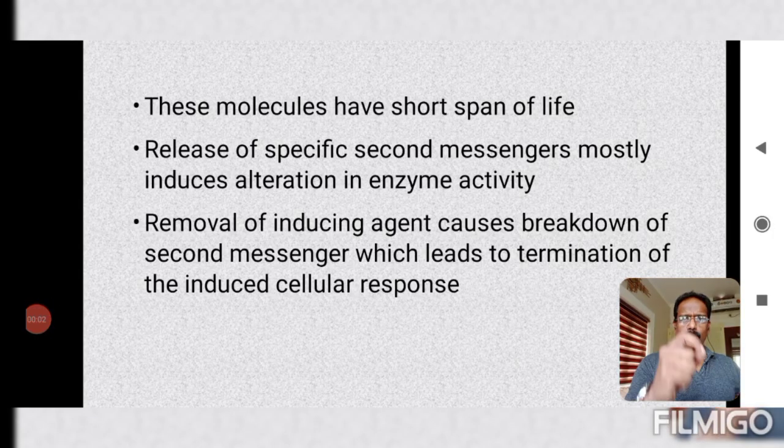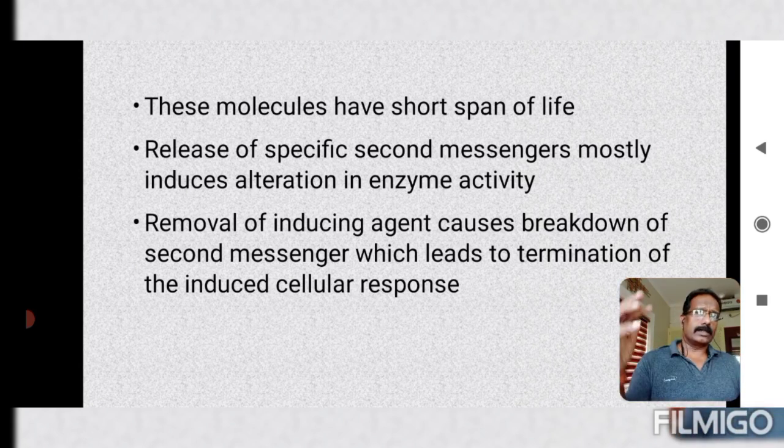Let us see a few more points before we actually go on to see the classification. Second messengers are molecules having a very short span of life. And these second messengers act mostly by activating or inactivating enzymes. So this is very crucial. And on removal of the inducing agent or the induction process, once the first message process is completed or it is no longer there, the second messenger will be broken down and the entire process will be terminated.